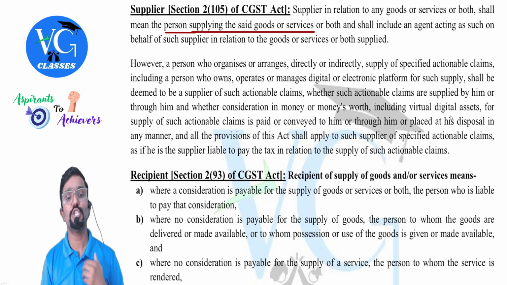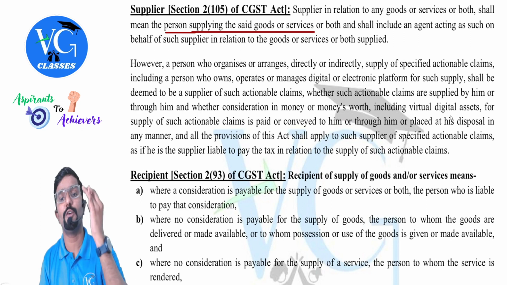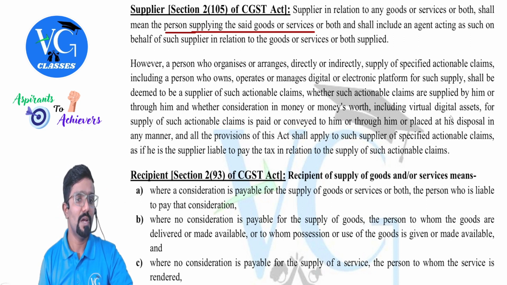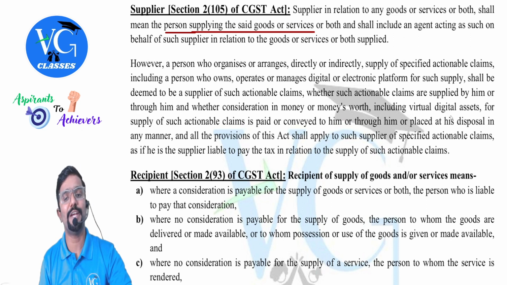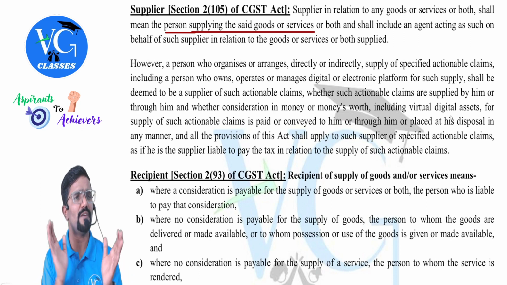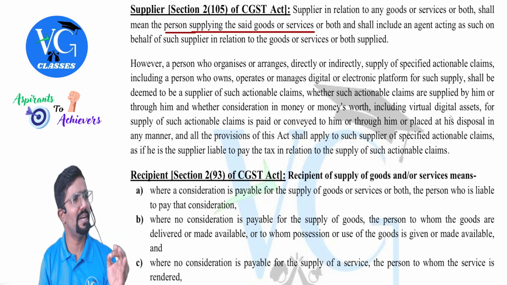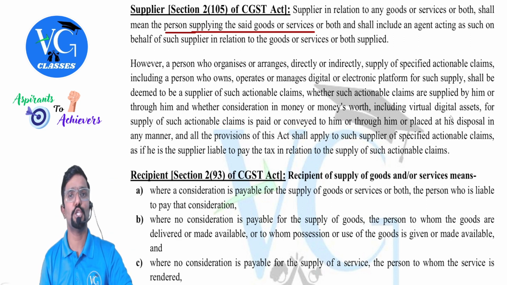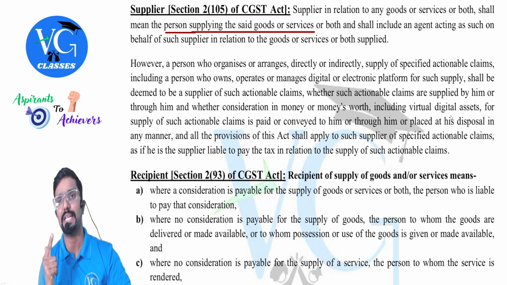For supply of such actionable claims is paid or conveyed to him or through him or placed at his disposal in any manner, and all the provisions of this act shall apply to such supplier or specified actionable claims, as it is the supplier who is liable to pay tax in relation to supply of such actionable claim. Guys, the second paragraph, that is however paragraph, is completely on specified actionable claim. Who is the supplier for specified actionable claim? They have given the clarity. Whoever owns it or whoever organizes it.